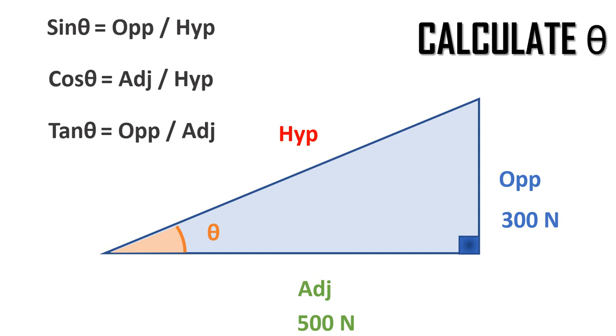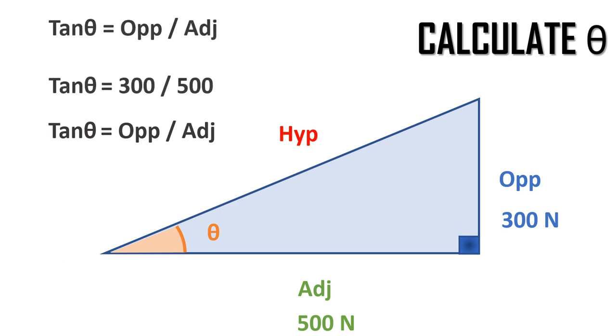Okay, so let's look at sine of theta. That requires us to know the length of the opposite, or in this case the side of the force, vertical ground reaction force, and the hypotenuse. Well, we don't know the hypotenuse. We only know the opposite side. That's 300 newtons. So we can't use sine of theta. If we look at cosine of theta, that requires us to know the adjacent side and the hypotenuse, so again we can't use that. So we are going to use the tangent of theta equation.